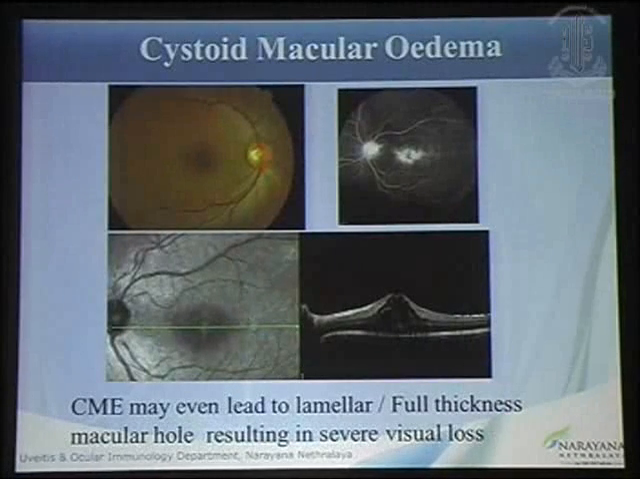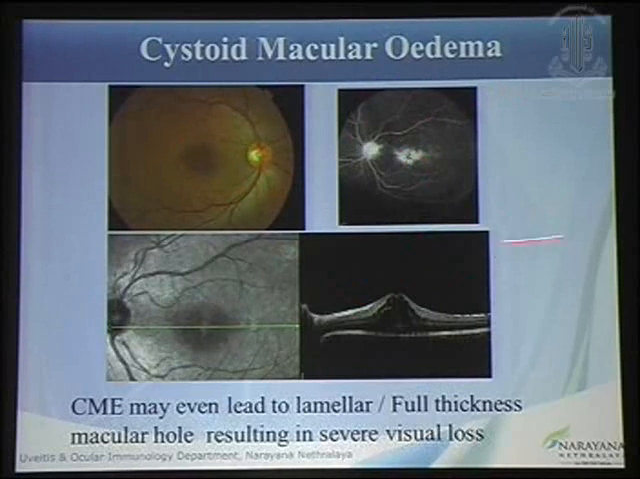The commonest complication is the development of cystoid macular edema in long-standing cases. This can lead to the development of a lamellar or full-thickness macular hole, resulting in severe vision loss. Here you can see the classical flower petal pattern, FFA showing the leakage, and the OCT shows the presence of posterior vitreous cells, loss of the foveal contour with multiple hyporeflective cystic spaces with the intervening hyperreflective septae suggestive of a cystoid macular edema.